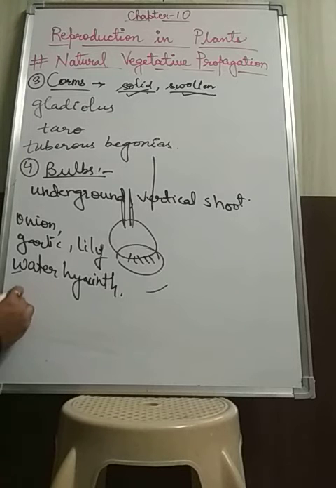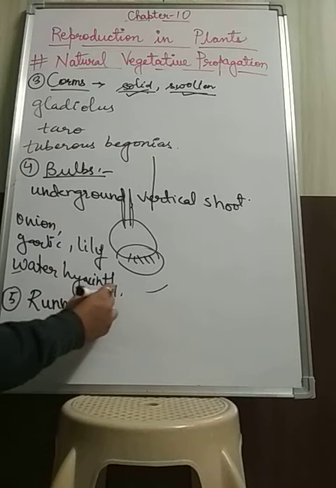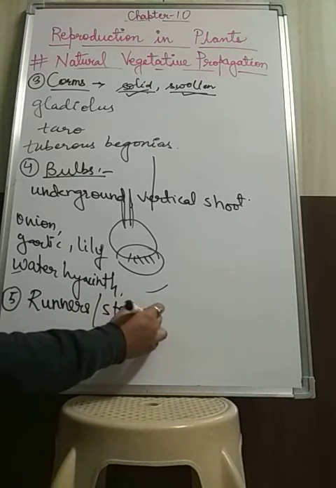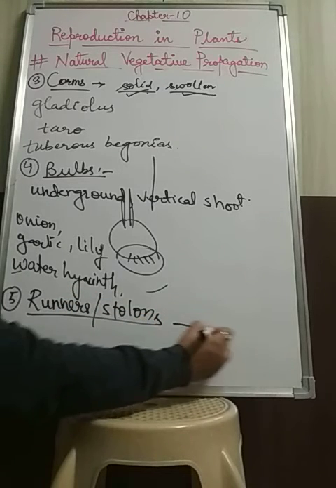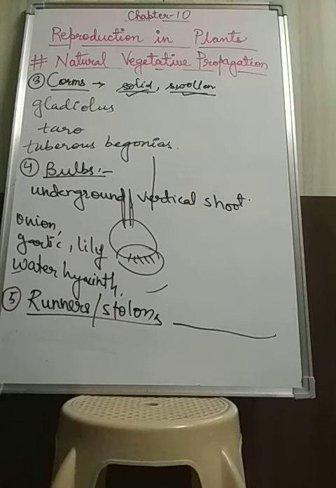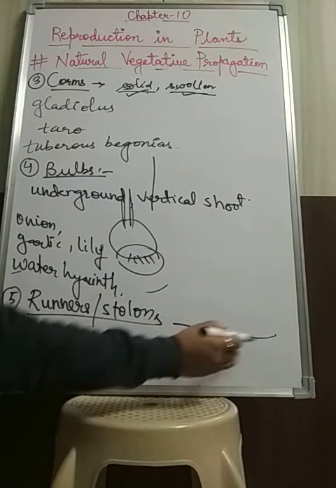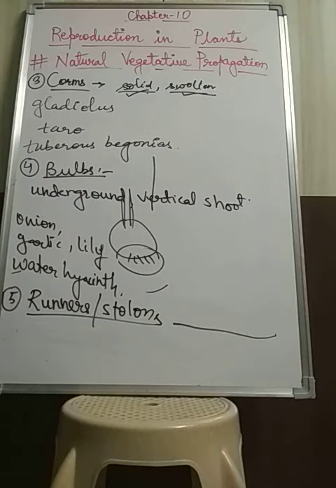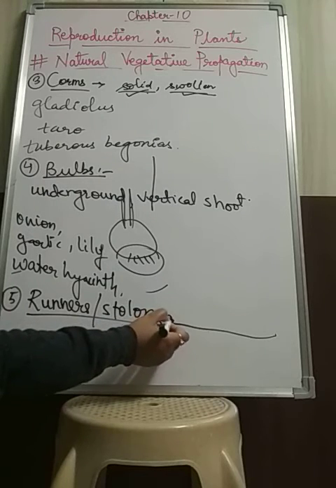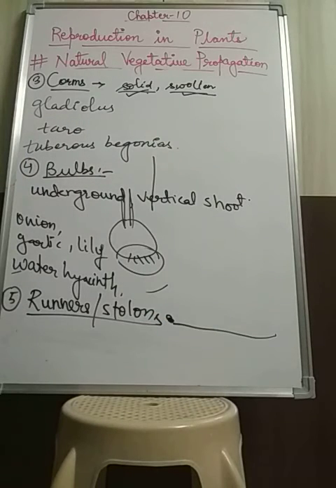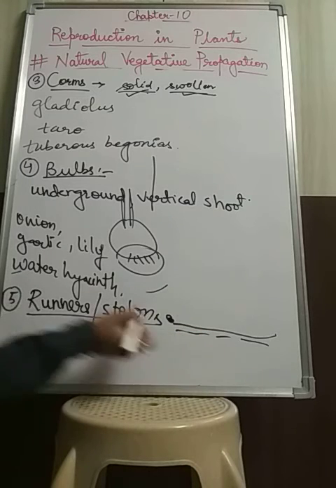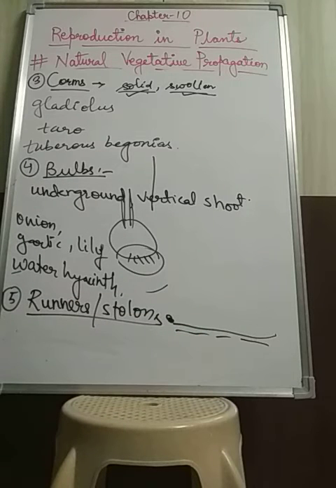Now the fifth structure is runners or stolons. Runners or stolons run along the ground. They are not underground. These are horizontal stems that spread outwards from the main plant. If this is the main plant, from this main plant they start to grow and run along the surface of the ground.